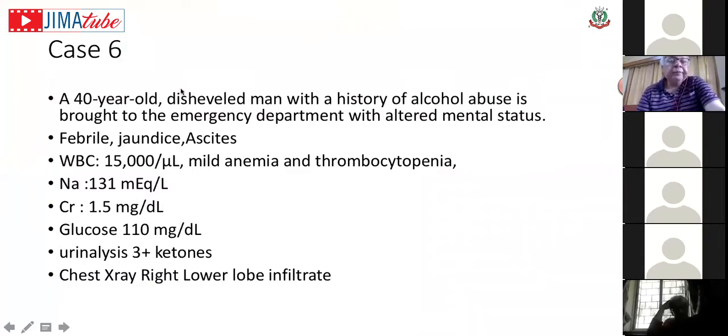Okay. Now let's take this case. A 40-year-old man with a history of alcohol abuse is brought to the emergency department with altered mental status. Alcoholic with an altered mental status, he's febrile, jaundice, ascites, has leukocytosis, mild anemia, thrombocytopenia. This is the sodium. Creatinine is slightly high. Urine shows 3+ ketone. Chest X-ray shows right lower lobe infiltrate.